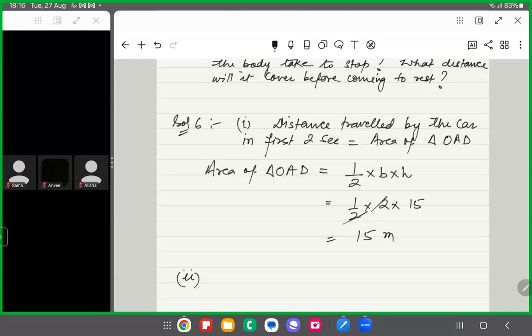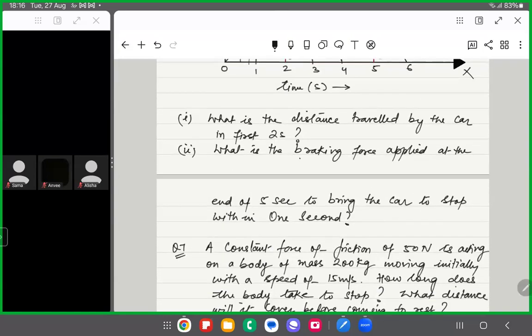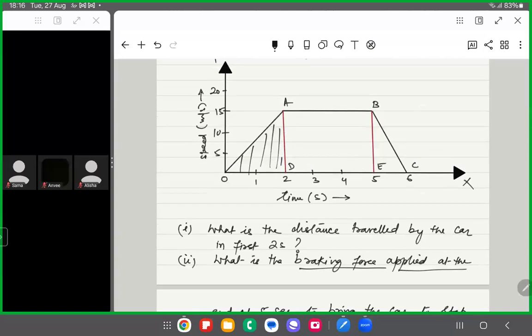Now in the second part of the question, you have to find the braking force. What is the braking force applied at the end of 5 seconds to bring the car to stop within 1 second? So if you just study this graph, what is happening?